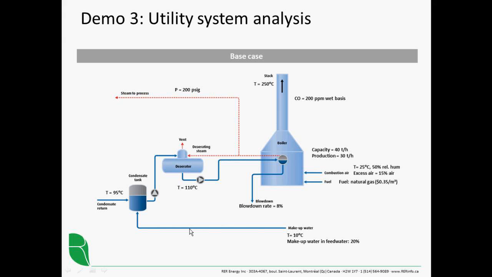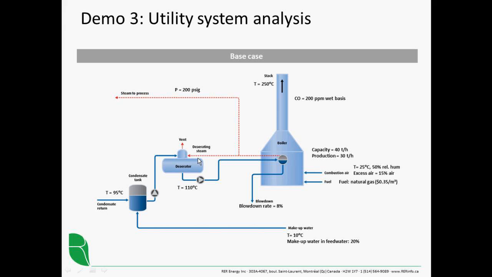The third example I want to look at is nothing to do with pinch analysis, but everything to do with heat recovery from a common utility system. So a boiler. Here we have a boiler generating steam for a process, but some of the steam is also being used in a deaerator. The deaerator has feed water that's 20% makeup water coming in at 10 degrees Celsius, and the remainder is condensate return at 95.